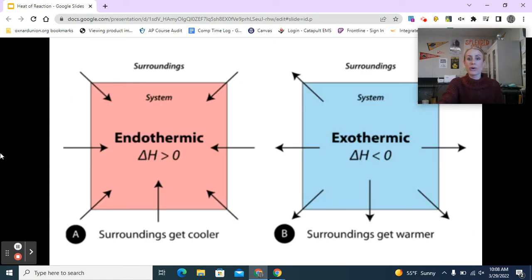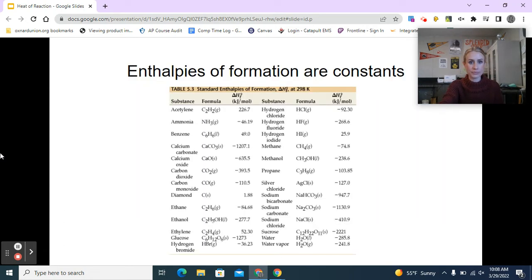So again, looking at those signs of our enthalpy or delta H, in an endothermic process, energy goes into the system, so our delta H is positive. And in an exothermic process, energy is coming out of the system, so delta H is negative. Think of it as losing energy, right? So we have a negative delta H.